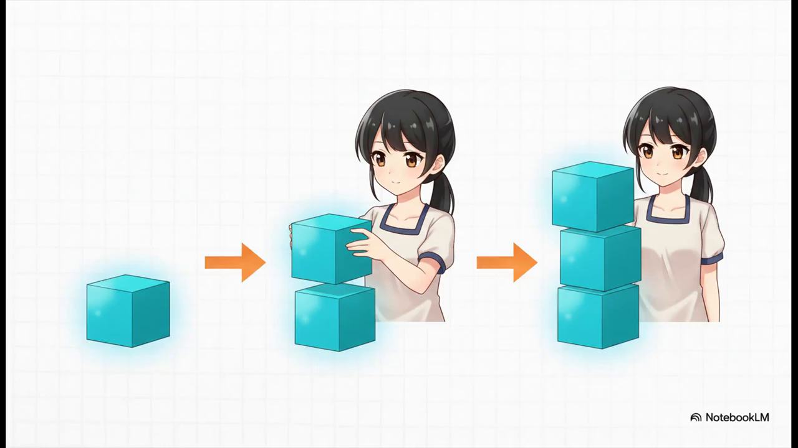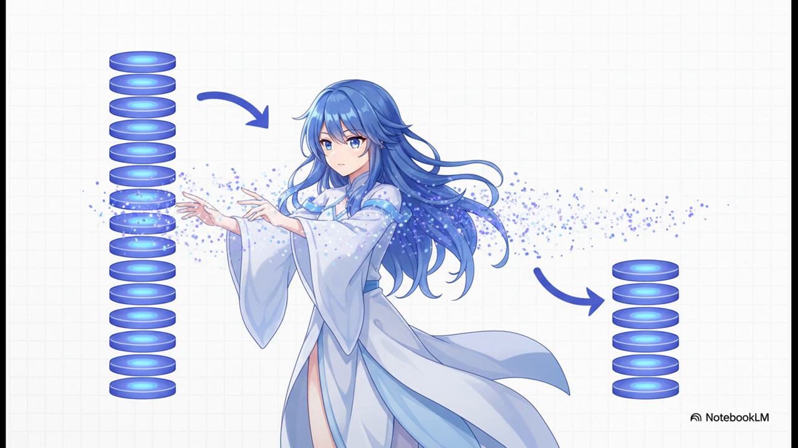Okay, let's start with the easiest one, list I. 1, 2, 3, 4. Yeah, that's pretty clear. We're just adding 1 each time to get the next number. Simple as that. Now, what about that second list? 100, 70, 40. The numbers are going down. To get from 100 to 70, we subtract 30. From 70 to 40, we subtract 30 again. So the pattern here is that we're consistently taking away the exact same amount each step.